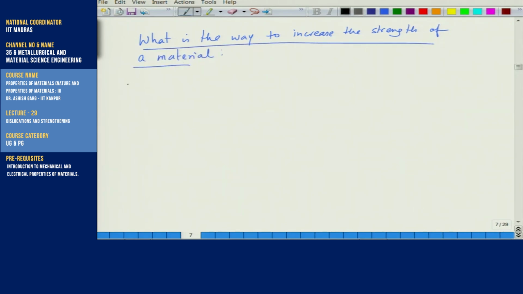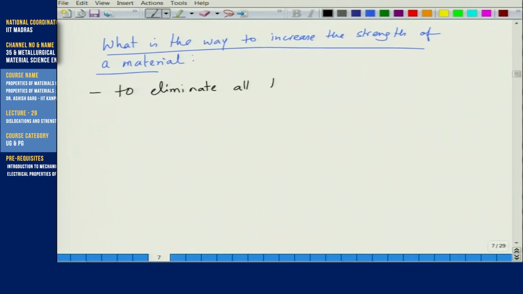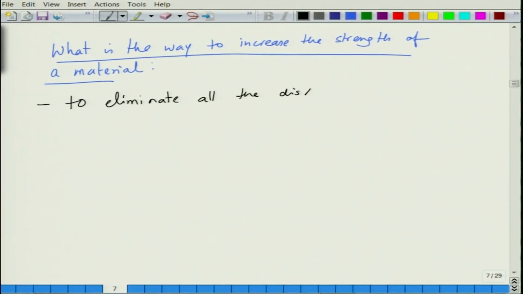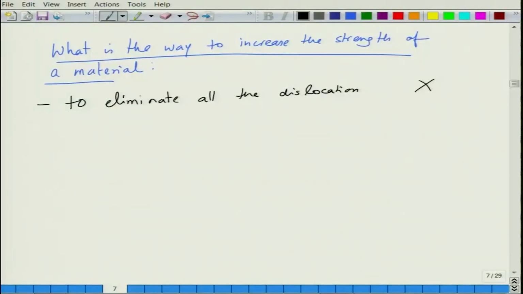Now, one way of course is to eliminate all the dislocations, which is not easy. It is very difficult, because removing the dislocations is possible, but it is impractical. You have to grow materials in a very special manner, which is not easy. So, it is going to lead to a lot of processing costs and may still not lead to tangible required outcomes. So, what is the other way?